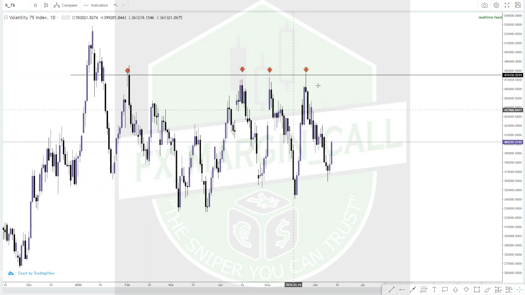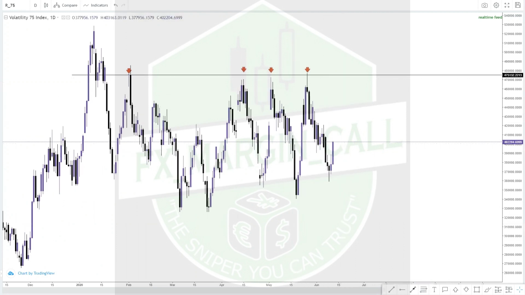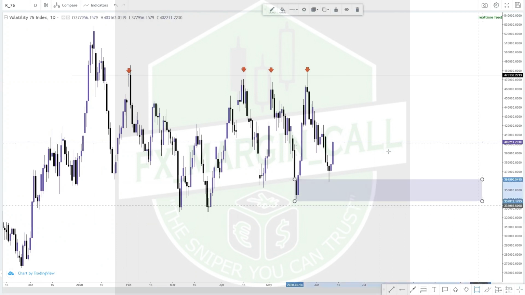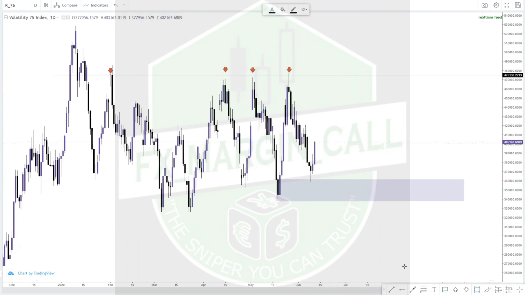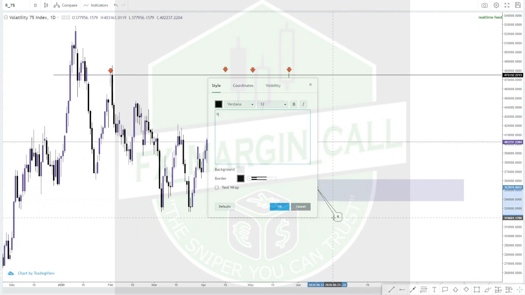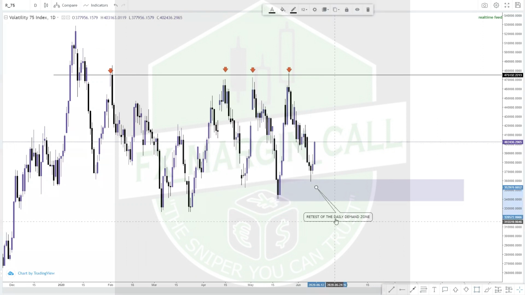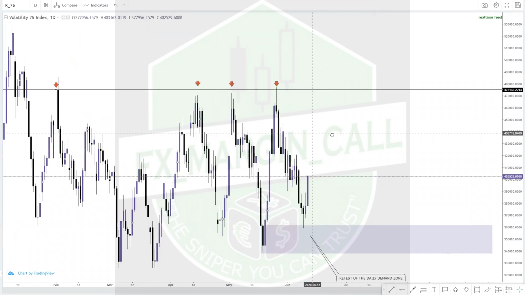Again, once we had this deep correction, the market retested the daily demand zone. So this is a retest of the daily demand zone. After that retest, the market just continued rallying or pushing to the upside. So now the question is, what do we need to do?